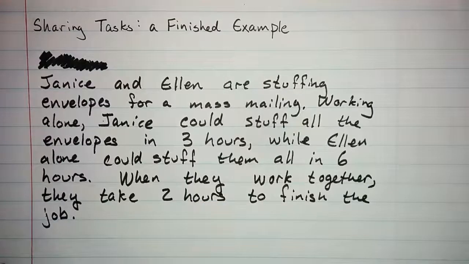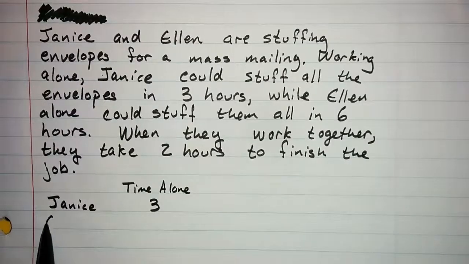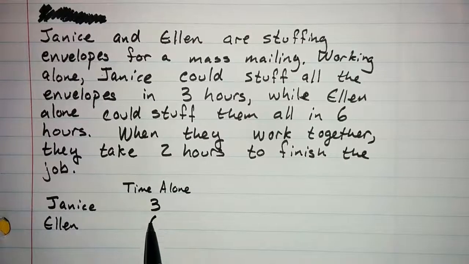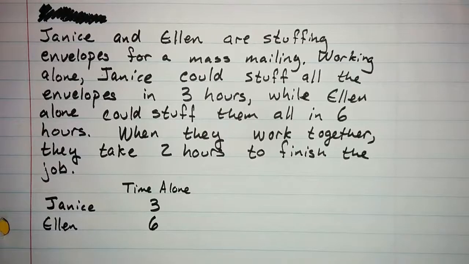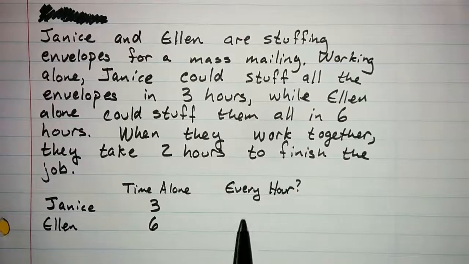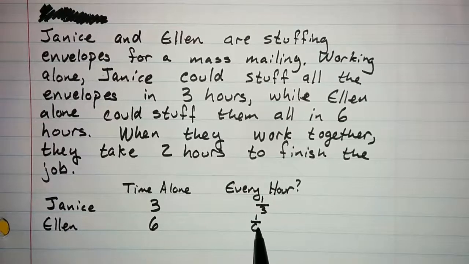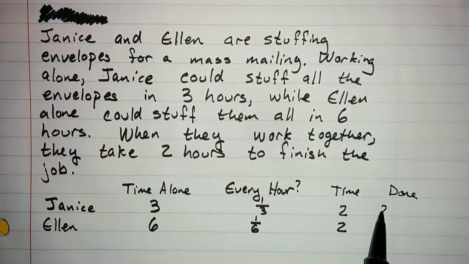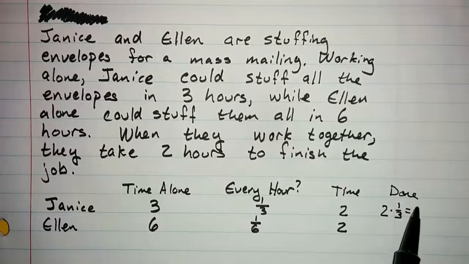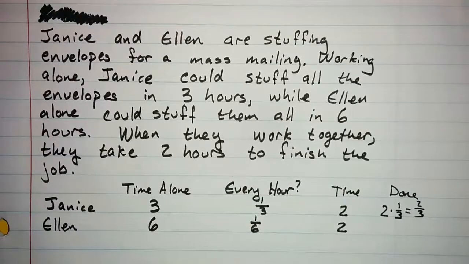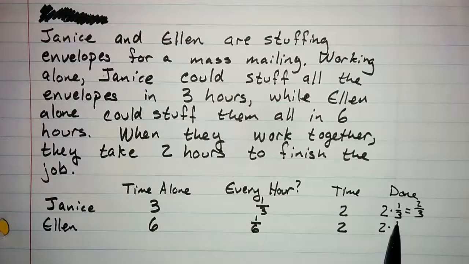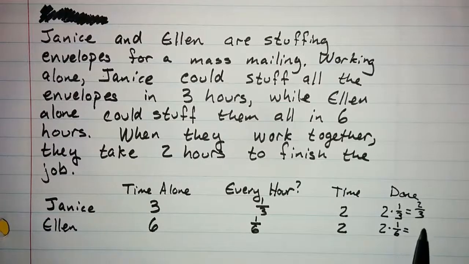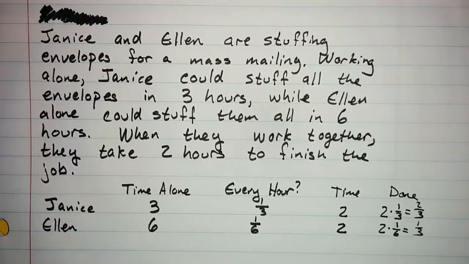Janice could finish the whole job in 3 hours, while Ellen would take 6 hours. That means every hour, Janice finishes a third of the job, while Ellen finishes a sixth of the job. If they both work for 2 hours, well, Janice will finish 2 times 1/3 is 2/3 of the job, while Ellen will finish 2 times 1/6 is 2/6 or 1/3 of the job.